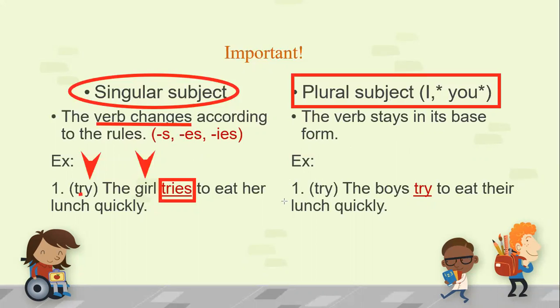Let's look at the example. And we're still using the same example that we used in the previous section. So we have try, and it says, the boys try to eat their lunch quickly. Maybe after class they have 10 minutes, so they have to eat their lunch quickly because they have to start the next class in, let's say, a few minutes. I'm just making things up. Okay.